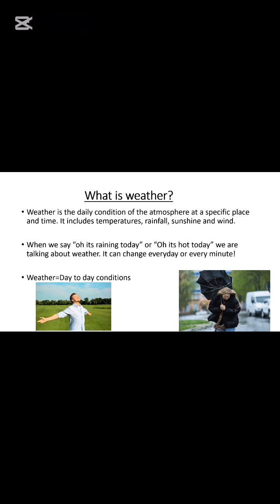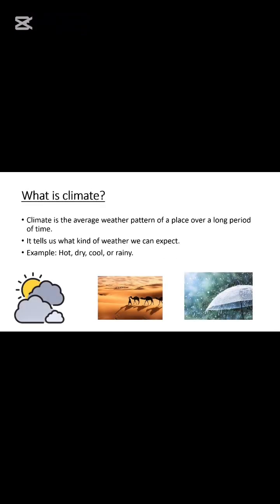Now, we have what we call climate. What is climate? Climate refers to the average weather pattern of a place over a long period of time. Climate is the weather over a long period of time. Now, do not confuse weather and climate. Weather is over a short period of time and it changes on a day-to-day basis, whereas climate is over a long period of time, right?